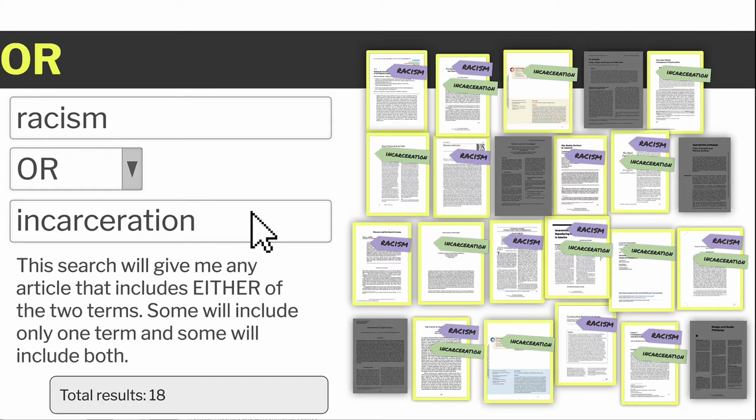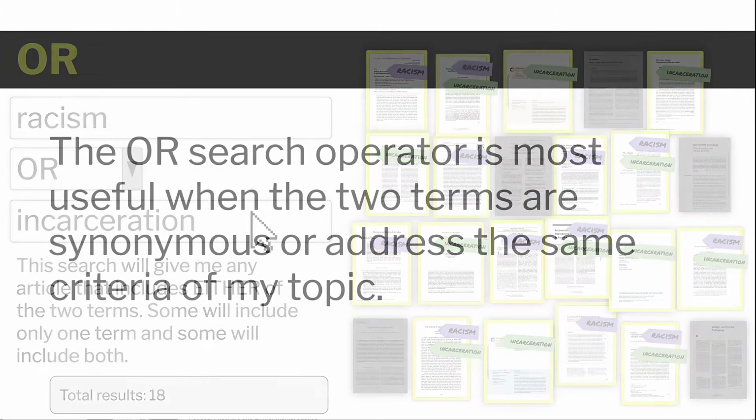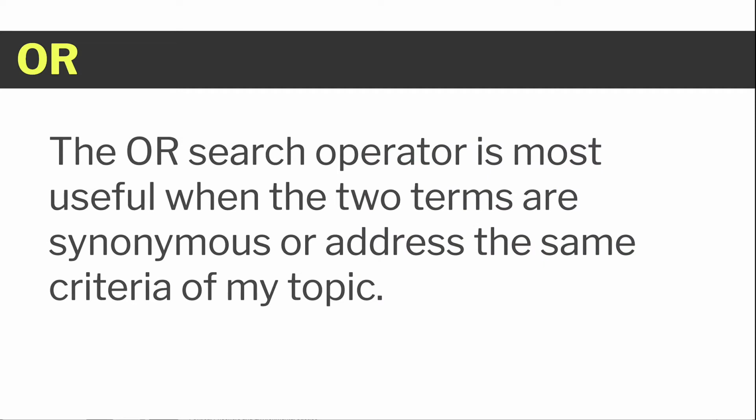However, connecting the terms using the OR operator will give me any article that includes either of the two terms. Some will include only one term, and some will include both. This means that I will get more results, but many will be less relevant to my topic. The OR search operator is most useful when the two terms are synonymous or address the same criteria of my topic. This comes in handy for topics that include ideas that are called different things by different researchers, or when looking at multiple criteria.